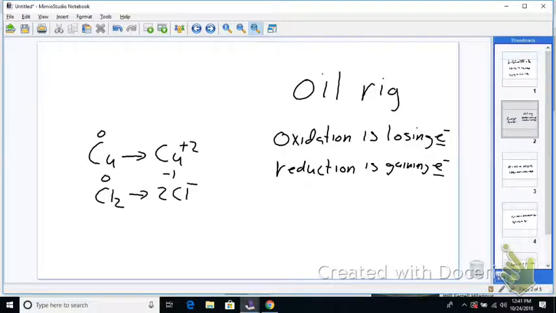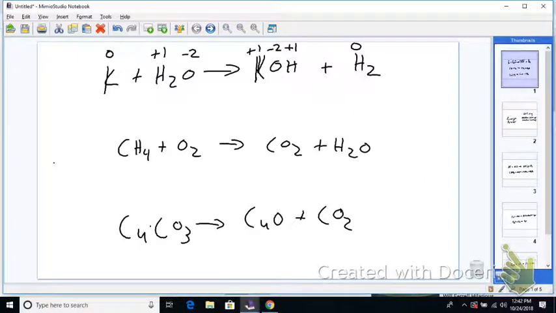So everything we do with electrochemistry, when we get into electrochemistry toward the end of the year, and oxidation reduction reactions have to go with this idea: if you're reducing something, you're picking up electrons. If you're oxidizing something, you're losing electrons. Okay, enough said on that. So OIL RIG, if you forget: oxidation is losing electrons, reduction is gaining electrons.